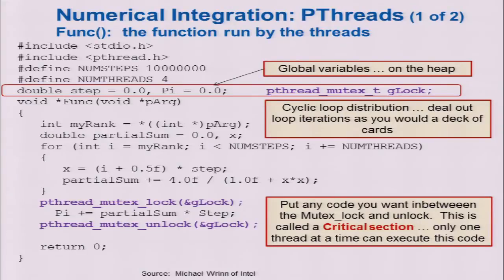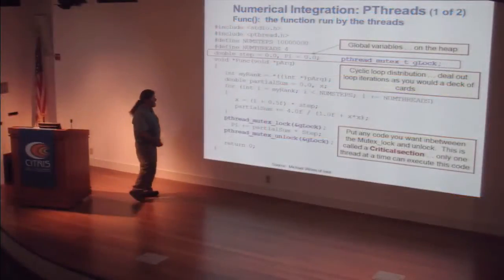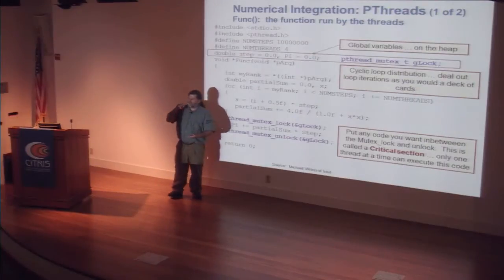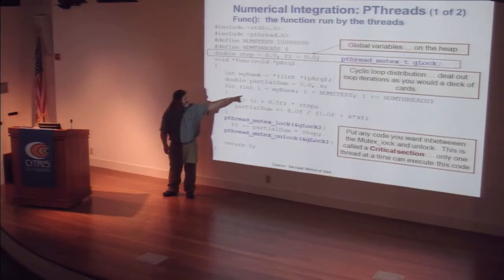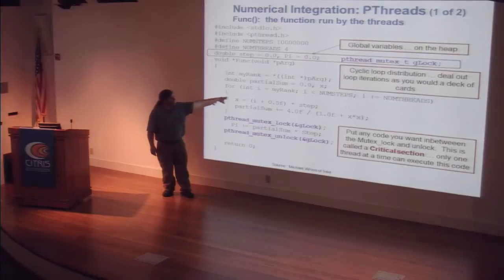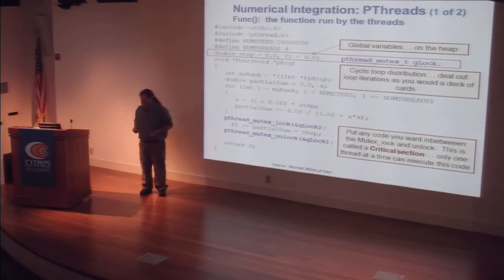Now, this is a trick we use a lot. I learned it first in the message passing world, but it actually is a real quick and dirty way to split up loops between a number of threads in a shared address space. I have an ID that runs from 0 to the number of threads minus 1. I'll call that my rank. So I'm going to take my loop, which used to run from 0 to the number of steps minus 1, and now I'm going to run it from my rank to the number of steps, and I'm going to increment it by the number of threads.